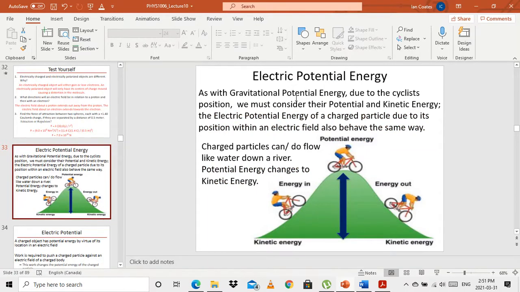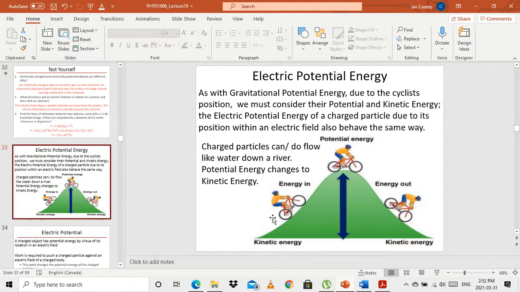Electric potential energy. There we go, potential energy, as I alluded to before. As with gravitational potential energy, due to the cyclist's position, we must consider their potential and kinetic energy. Now, I don't know if you guys will remember, I think from week 1 or 2 there was the football, and how the football moves in two different directions, up and down and left and right. And the whole idea of potential energy, which is stored energy, and kinetic energy, which is moving energy.